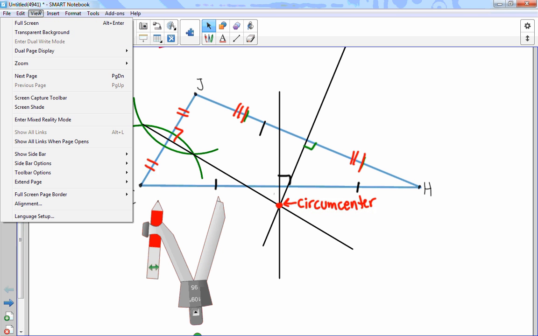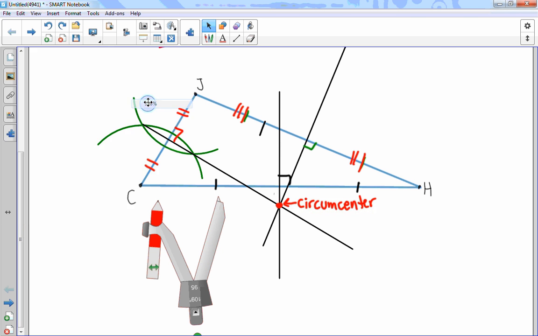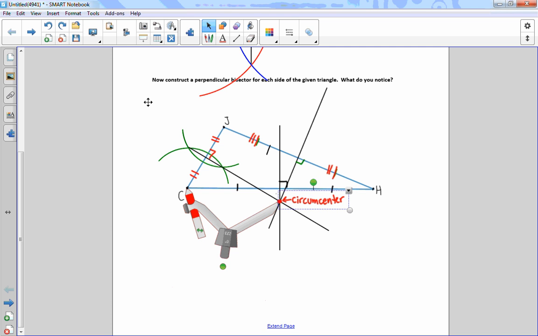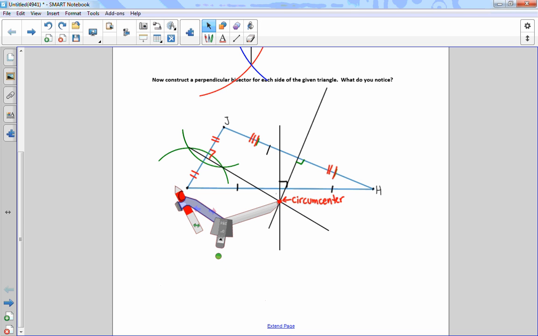Now, if I take my compass and put a sharp point on the circumcenter, I would probably need to change the view in order for you to see this. Let's go back to 100. If I take my sharp point and put it on the circumcenter, okay, and I take the width so that it's right on one of the vertices, I really can take any of the vertices. I can put the width out to C, J, or H. And if you measured everything perfectly, watch what happens. Once again, sharp point on circumcenter. The pencil is on one of your vertices. Oops. So what happens?